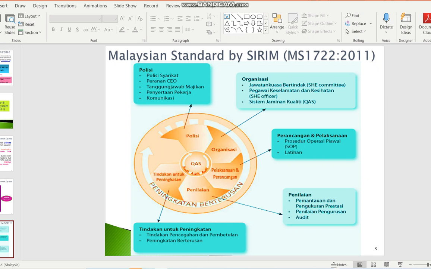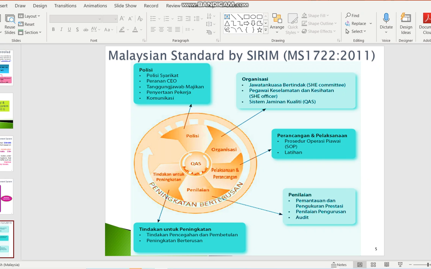So besides this, OSHA Acts, Factory and Machinery Acts, and also the Malaysian Standards by CRIM and the OSHMS system MS 1722. These are some of the OSHA acts. The acts are legal. These are legal things. These are things that will land you in jail, okay, if you don't do it.